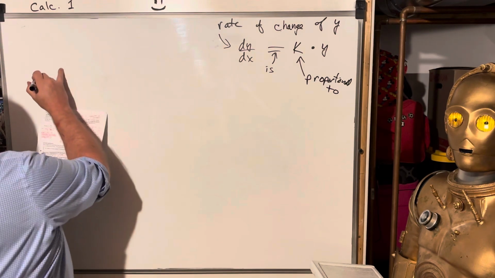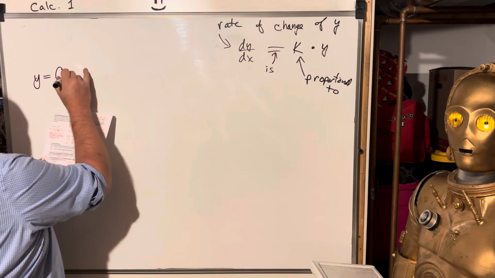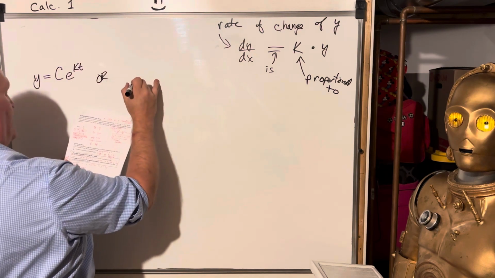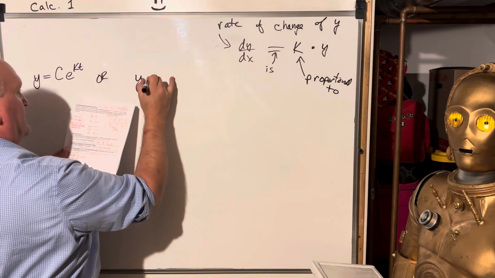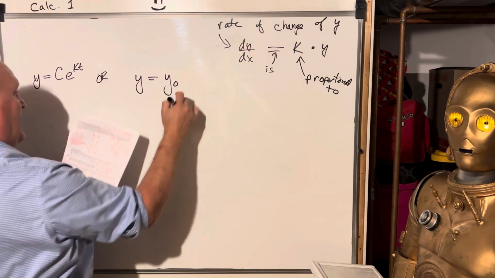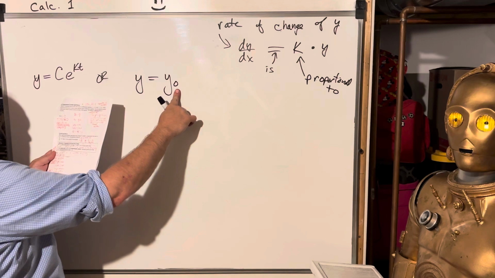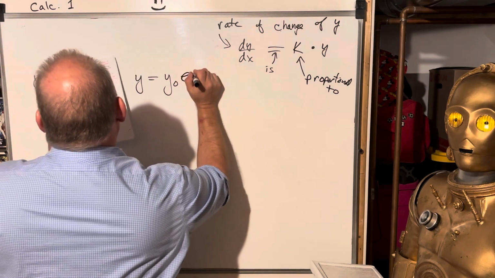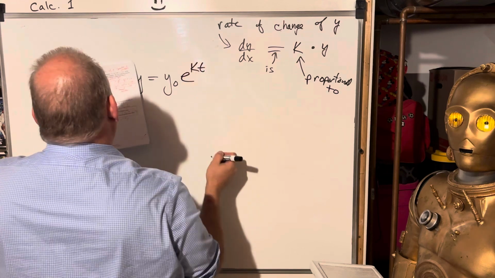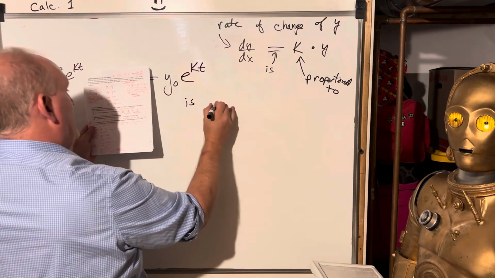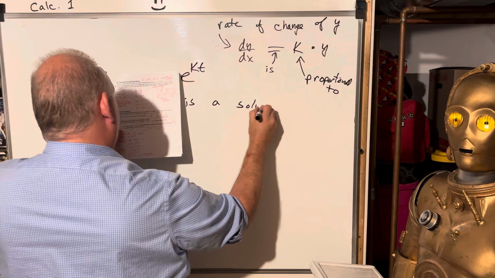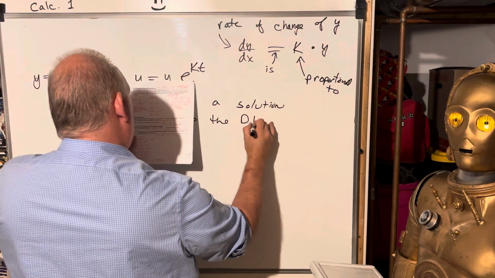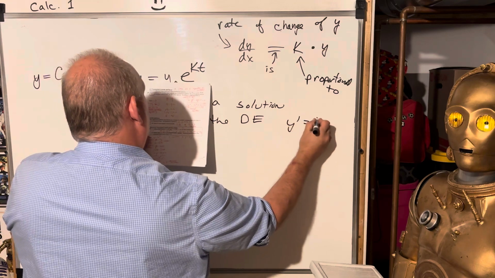That means when you have y equals c e to the kt, or you might see it like this in other texts, y equals y naught, like y sub 0. That's usually our initial condition. e to the kt is a solution to the differential equation y prime equals ky.